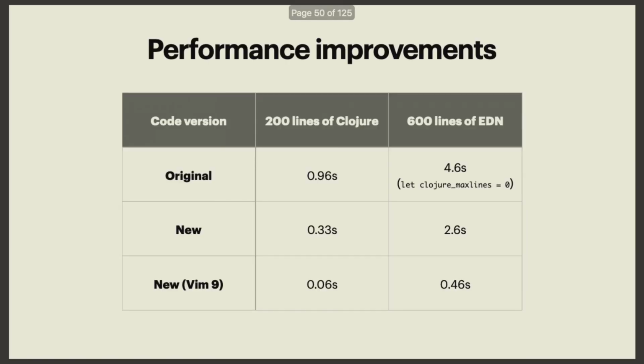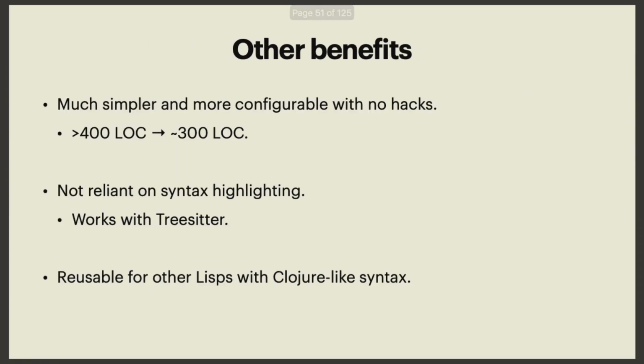So the results of this, you can see we got significantly faster. With Vim 9 script, the newer version of Vim script, we get like a 10x plus improvement. With keeping it within the old Vim script, we get like a 2 to 3 times performance improvement. Yeah, sorry, I'm done. And then there's some other benefits there.